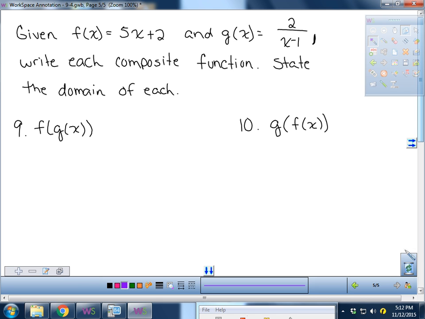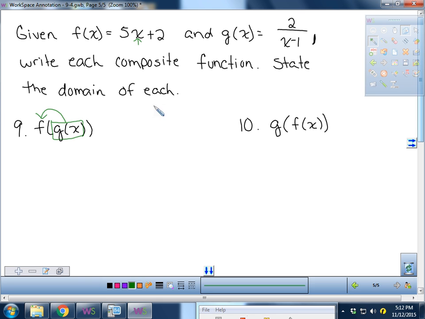Now, like I said, these are not difficult unless you don't pay attention. Got to pay attention. So this is how this works. You always start with the inside. So this g of x is going to go into the f function for the x. g of x is 2 over x minus 1, and we're going to take that and put it in for this x right here.